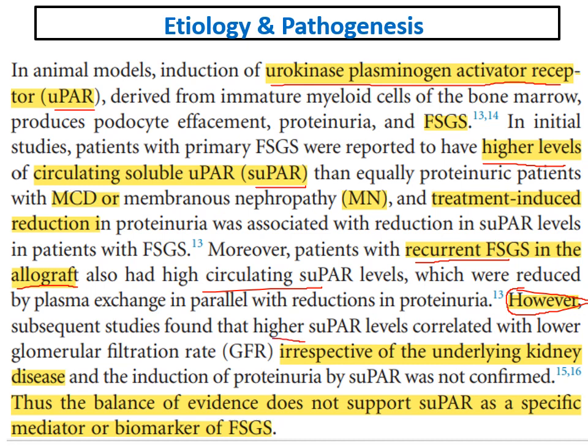However, high levels of SUPAR have also been found in patients with any kidney affection, irrespective of the underlying kidney disease, because it increases with the deterioration of the GFR. So it is not specific. This SUPAR is not specific for focal segmental. So after many studies, the balance of evidence does not support SUPAR as a specific marker, and this is an important conclusion. We need a marker that is specific for each glomerular disease. This SUPAR is not a specific mediator or a biomarker for FSGS. This is the final conclusion.